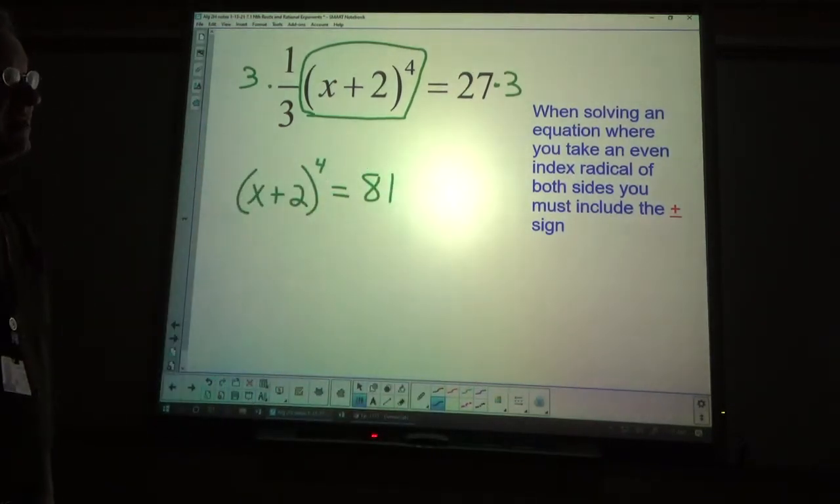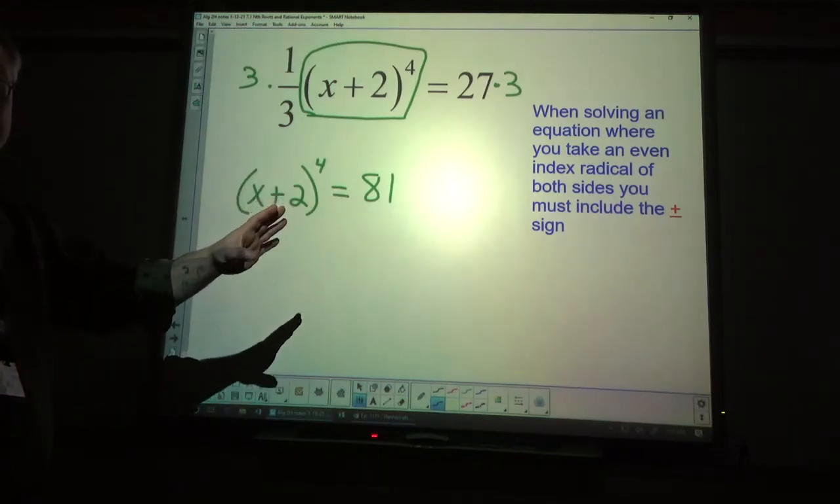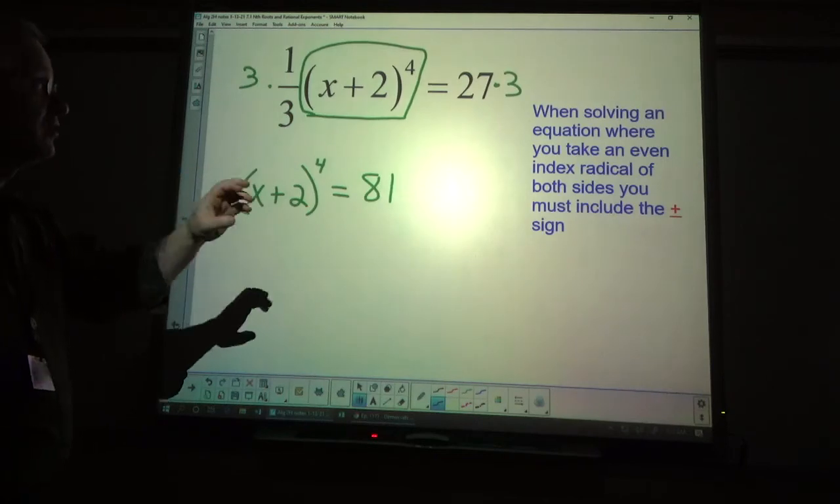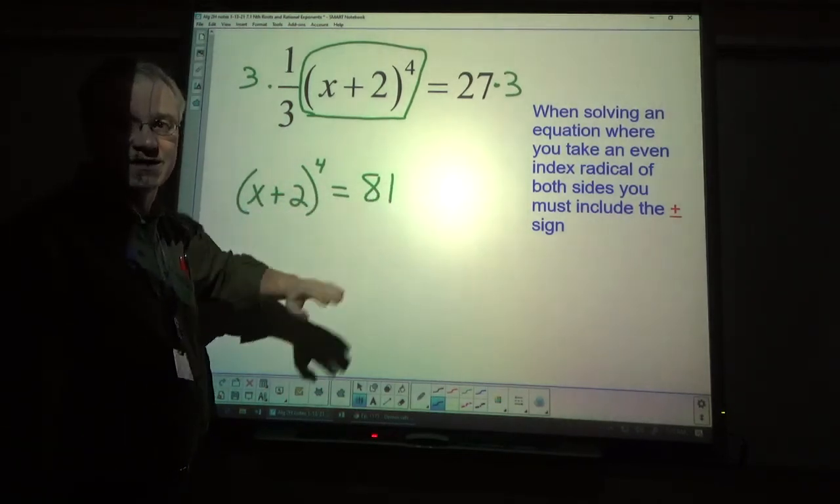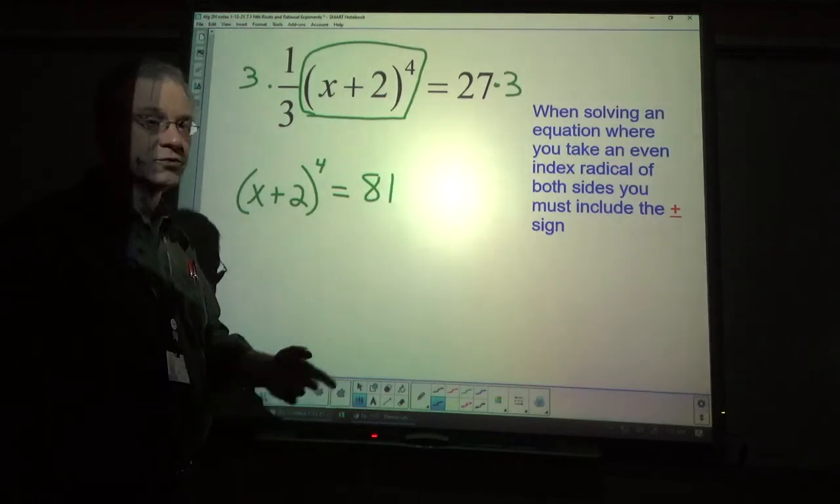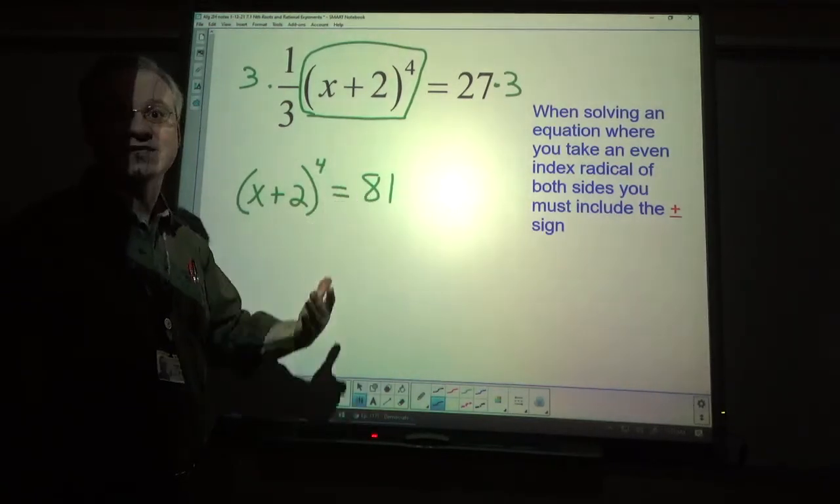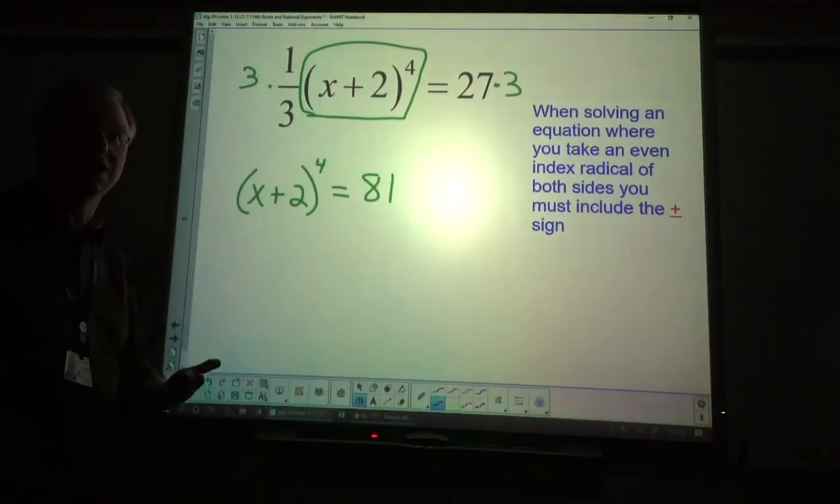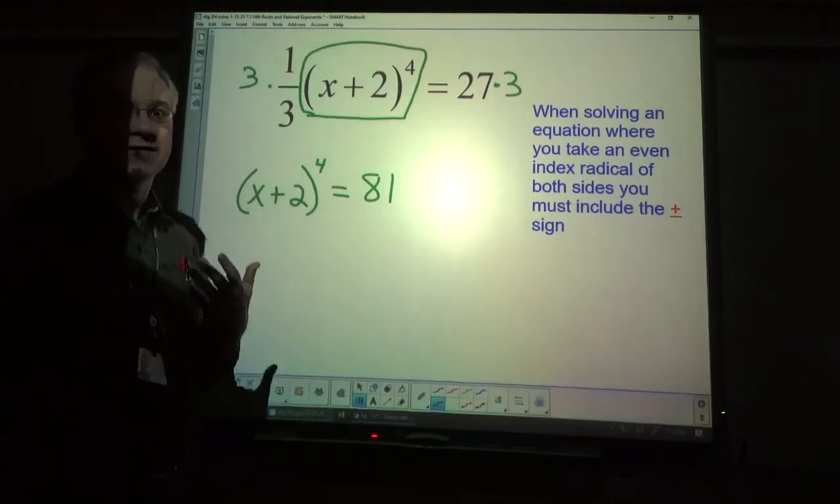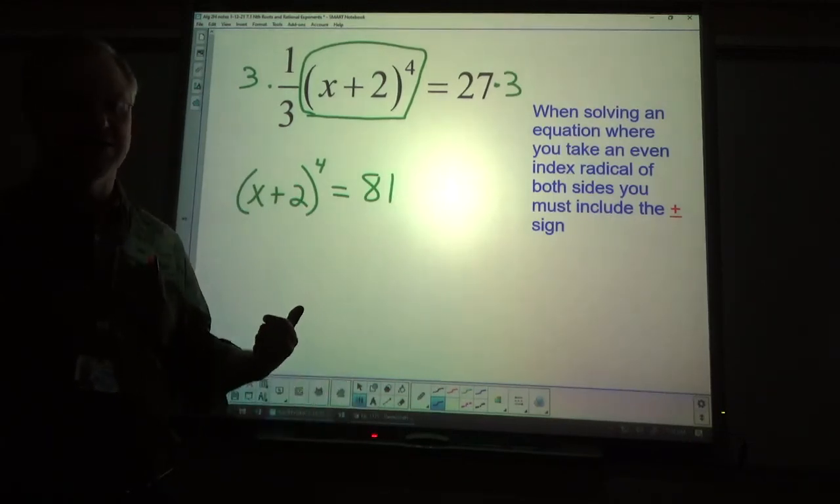When solving an equation where you take an even index radical of both sides, you have to include the plus minus sign. Now, if it's not an even index, then you just include whatever sign is part of the number you're taking the radical of. So if it were a cube root of a negative 27, that's negative 3. There's your answer. If it's the fifth root of a positive 1, that's just 1. Because it's positive, it's going to come out 1.